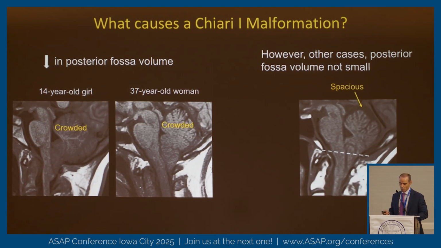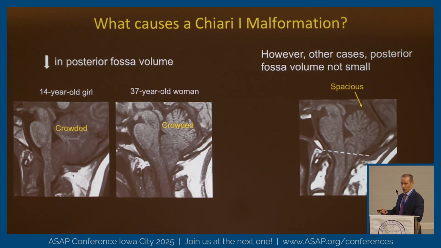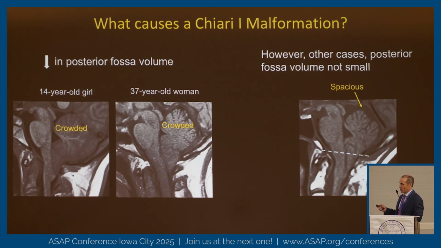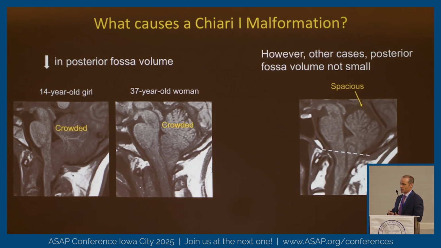However, in some cases, there's really not. Some other literature has shown that posterior fossa volume is not small. You can see oftentimes there'll be a CSF cap above the cerebellum. So there's tons of room in some cases above the cerebellum with CSF. Why can't the cerebellum just be sitting up there? So there's probably other mechanisms beyond just a small posterior fossa to cause a Chiari malformation.